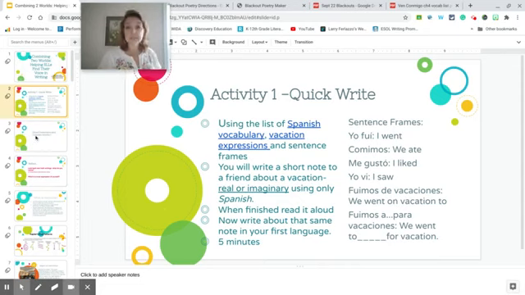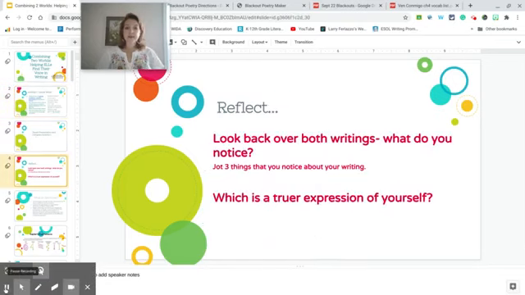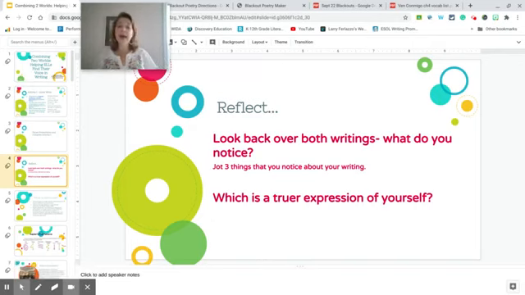Now that you are finished with your activity, I want you to look back over both writings. And I want you, before we move on, to jot 2 or 3 things that you notice about the one you wrote in your second language and the second one you wrote in your native language. Which one is a truer expression of yourself?